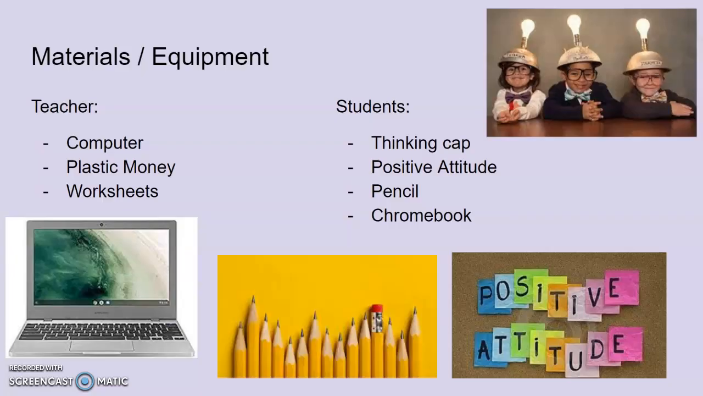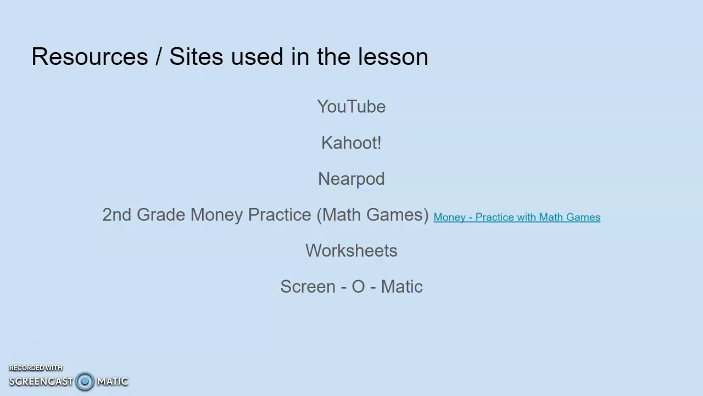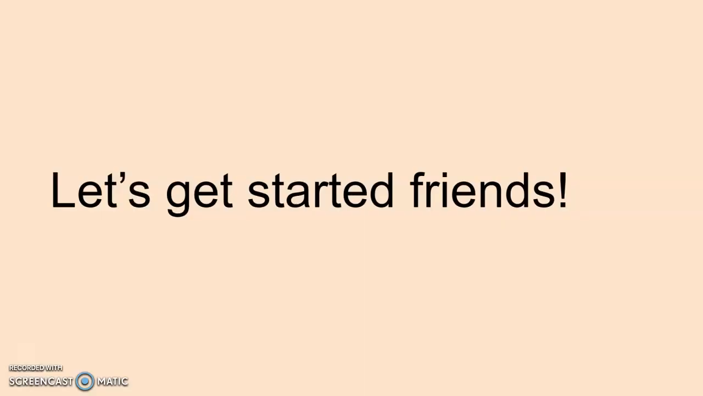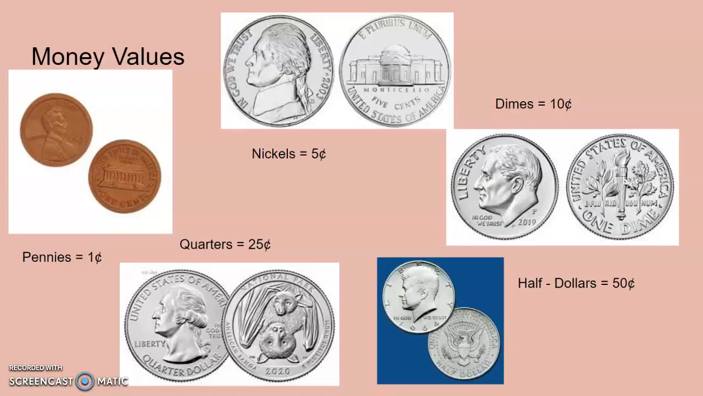So materials you guys need are just your thinking caps, positive attitude, pencil, and your Chromebooks. Okay, let's get started, friends. So money values, can anyone tell me what any of these pictures are on the board?